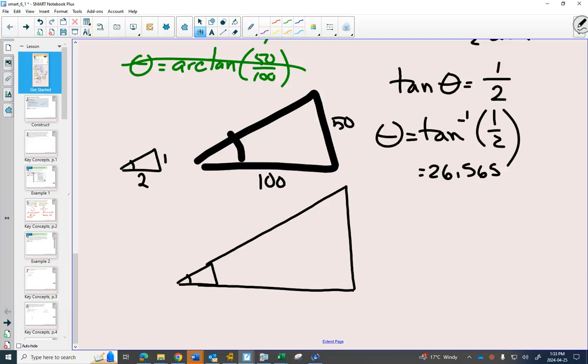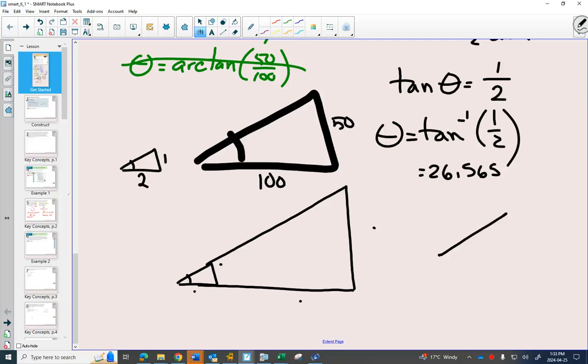They have found that no matter how big or how small you make the triangle, the ratios stay the same. So if I have this little triangle and the opposite over adjacent is a half, and this big triangle, the opposite over adjacent is half, that angle stays the same. And 26.565 will be what happens no matter how big or how small the triangle is.